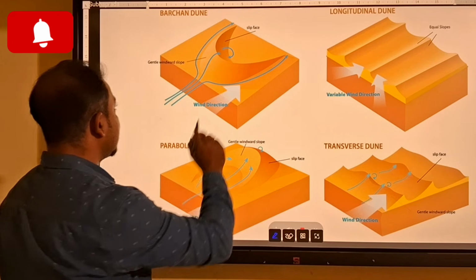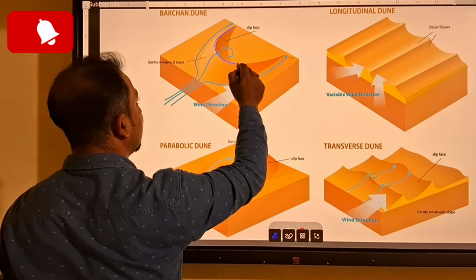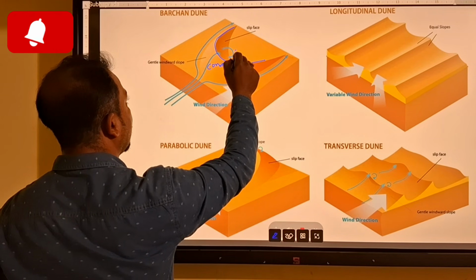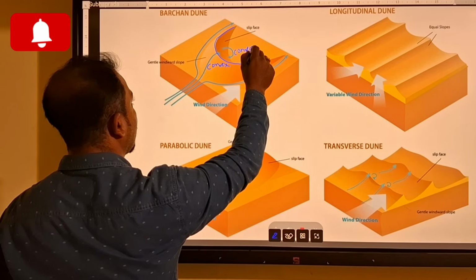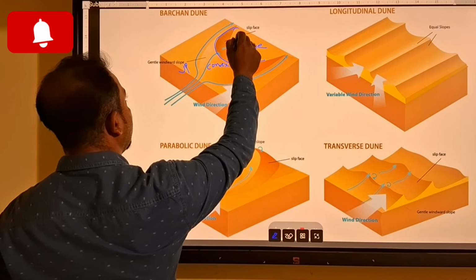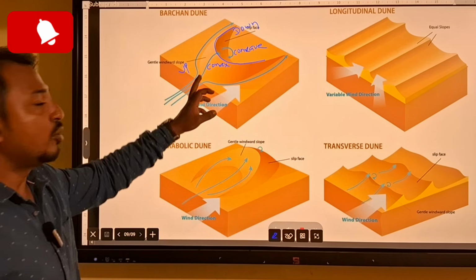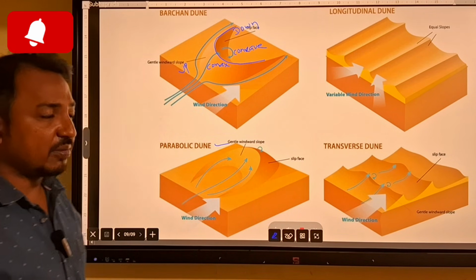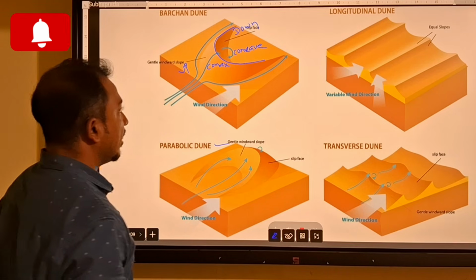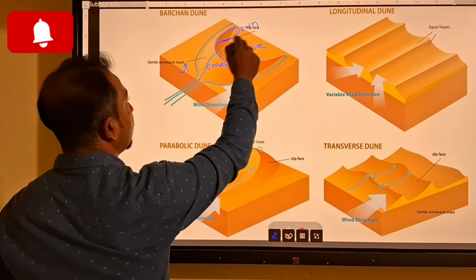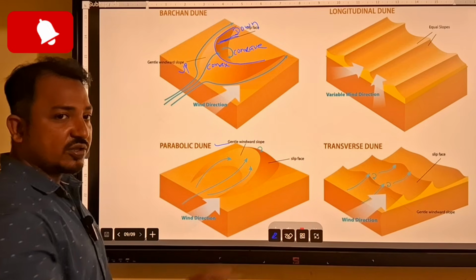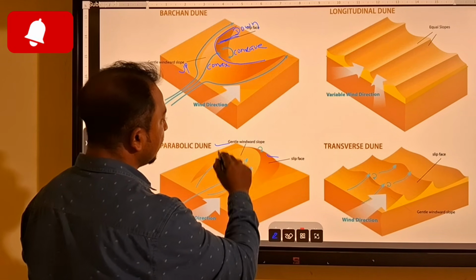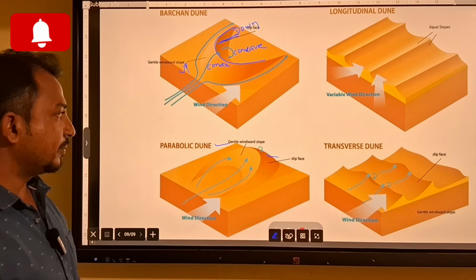So this is a Barchan dune. You can see it is crescent shape, where this is your convex side and this is your concave side. This you can say is upwind, this is downwind. So upwind will be convex, downwind will be concave, which is opposite in case of parabolic dune. And always remember, this is the slip face, which will be the steeper one. It is always towards the downwind side. So in the parabolic case also, this is the slip face, always towards the downwind side.